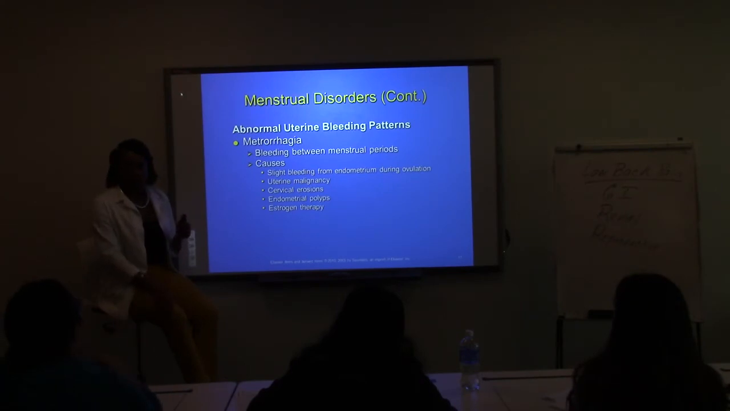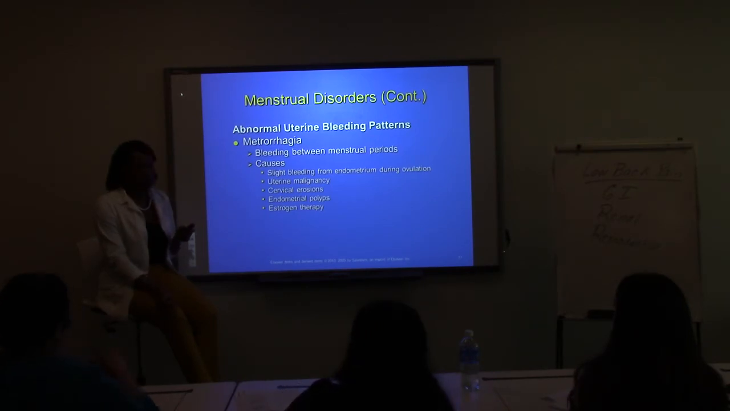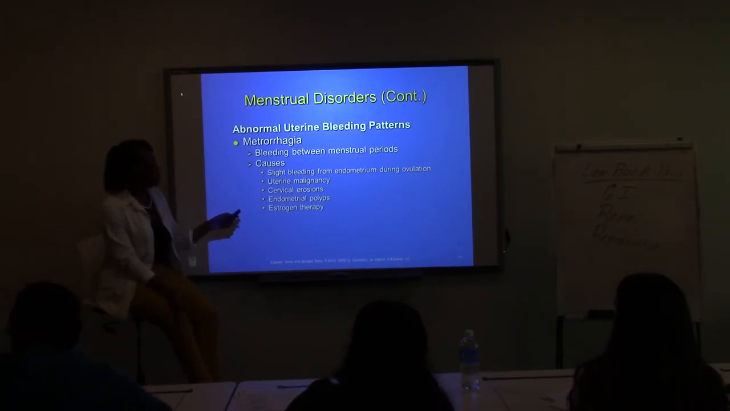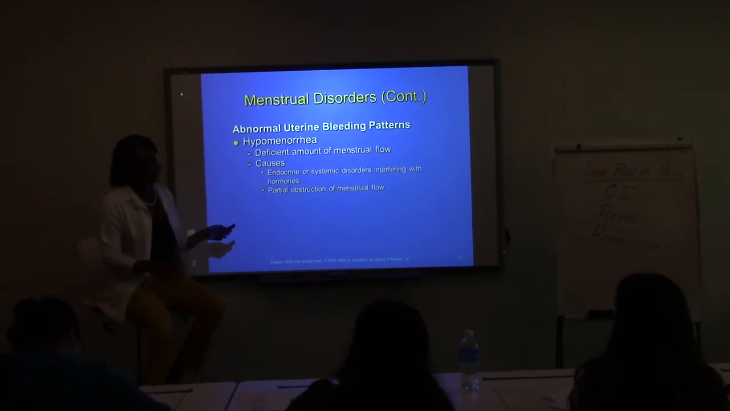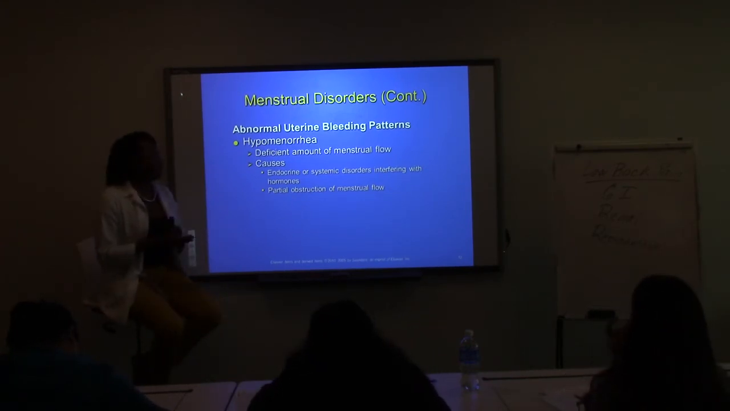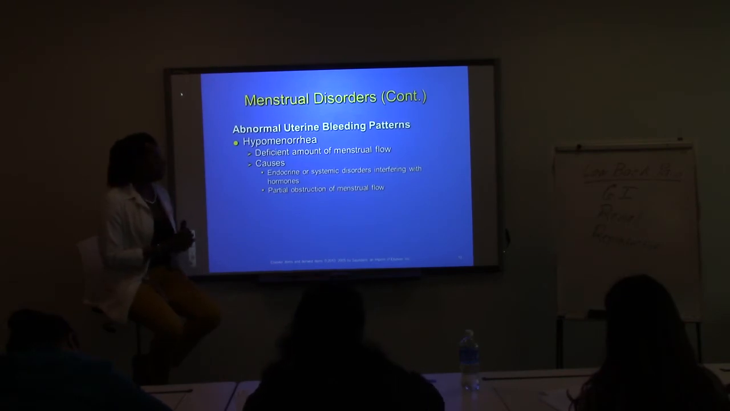What if you have spotting instead of your period? Not in between normal periods, but instead of them. We're going to go over that. I think that's another term. There are so many terms. Okay, hypomenorrhea. Hypomenorrhea is a deficiency in the amount of menstrual flow, meaning that there is less flow actually leaving the body.